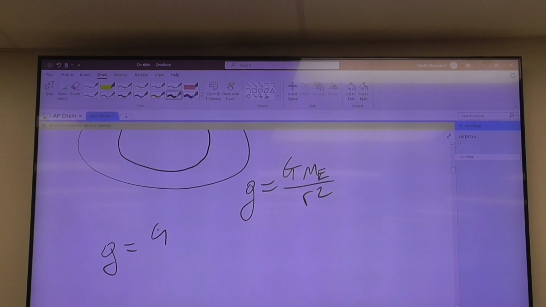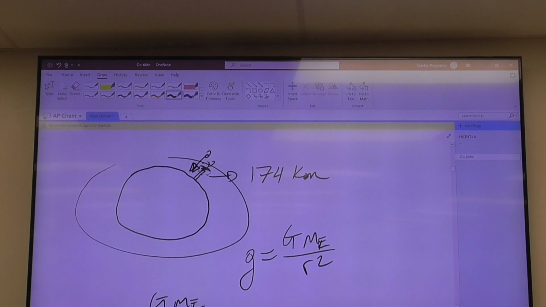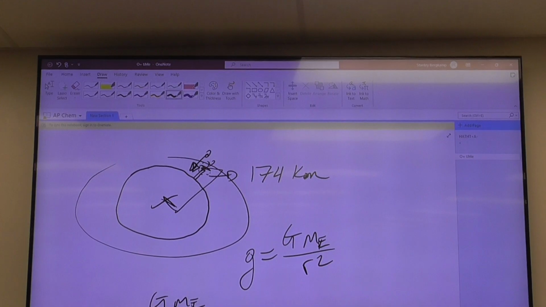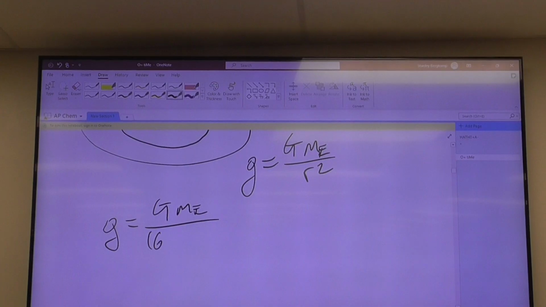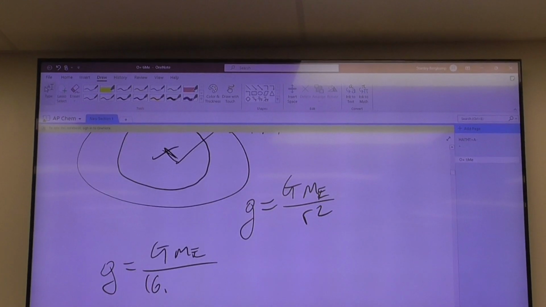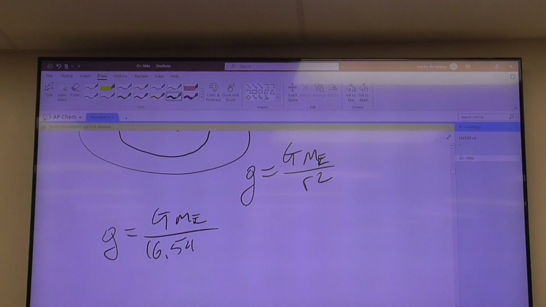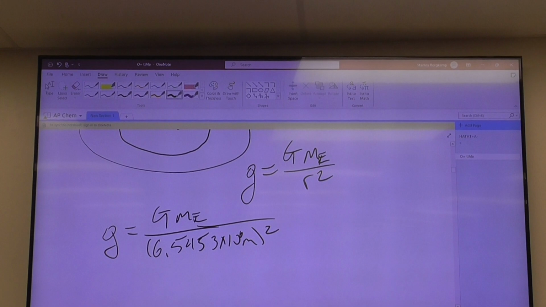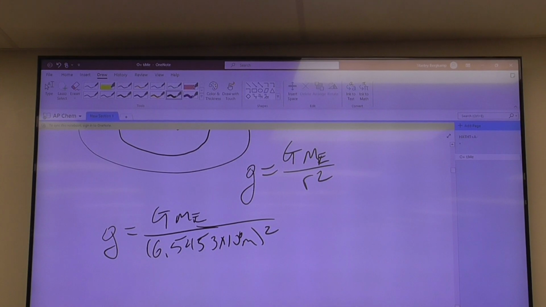So you can just come in here and go big G, mass of the Earth over. Now, that still has to be measured from the center of the Earth out to that point. I can't use the 174. It still has to be from the center of the Earth out to that point, which is 6.5453 times 10 to the 6 meters. And that's going to get squared. So, crunch the numbers. Let me know what you get.